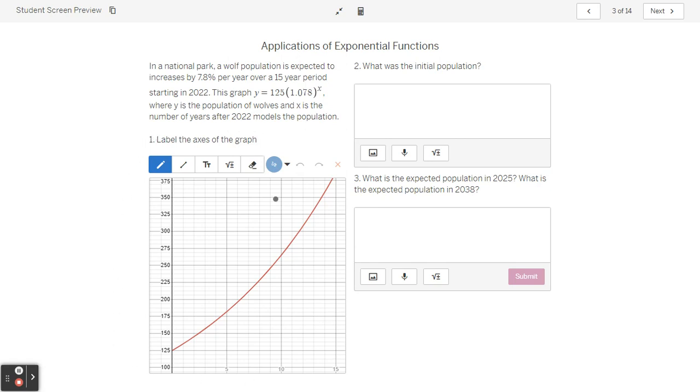Now, we have a graph here. It's asking us to label the axis of the graph. This is our x-axis, and they've told us that the x-axis is the number of years after 2022. Secondly, y is representing the population of the wolves.